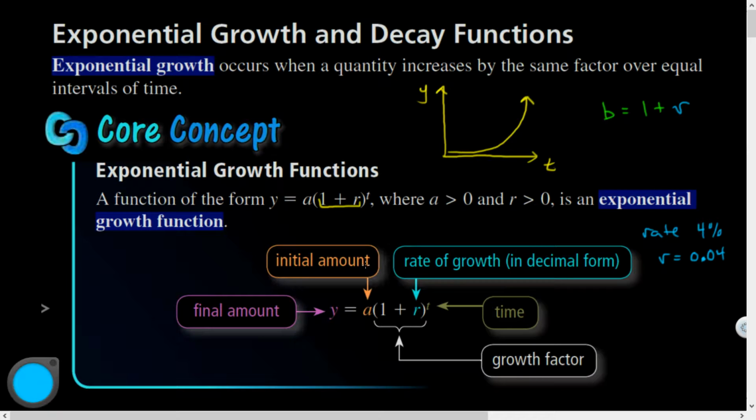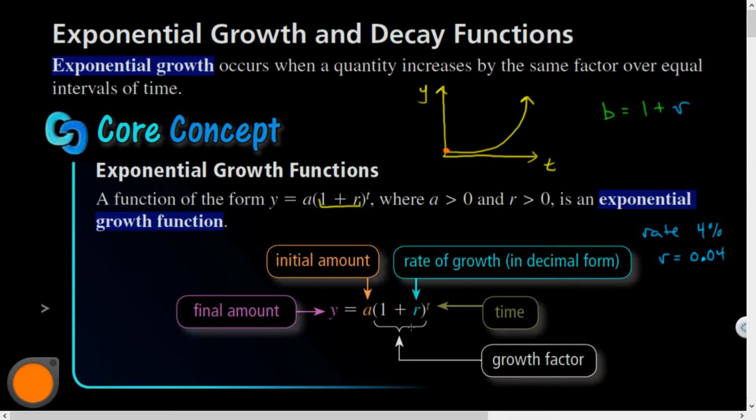a is going to be the initial amount. So that's kind of like our y-intercept that we were talking about. The a is the initial amount, the starting population. That'll be our y-intercept. The final amount will be y, the output, whatever the height is of this curve, based on the input of time, which is our x.